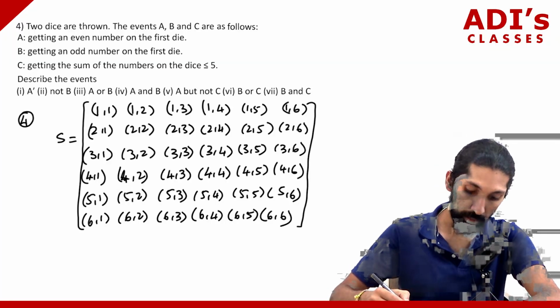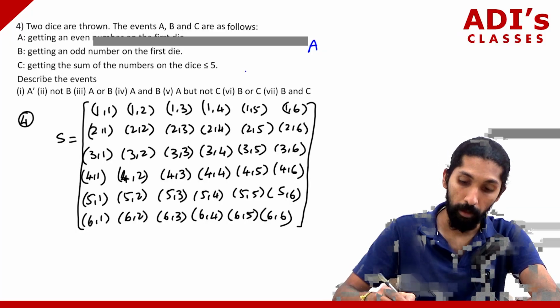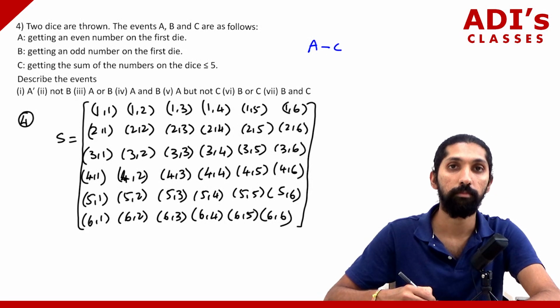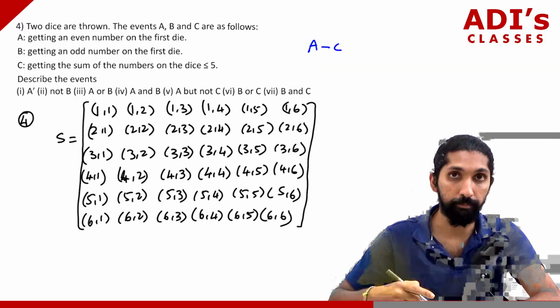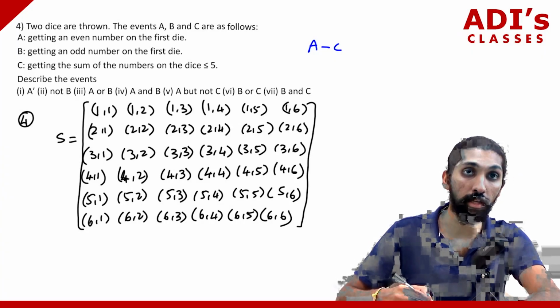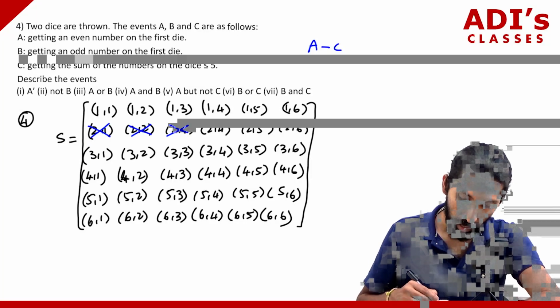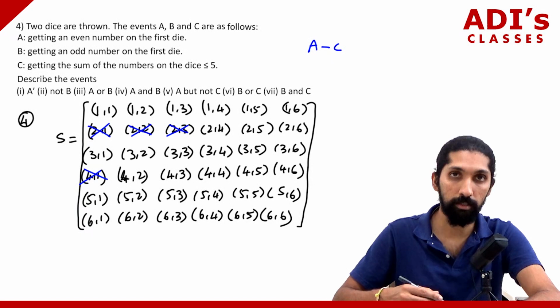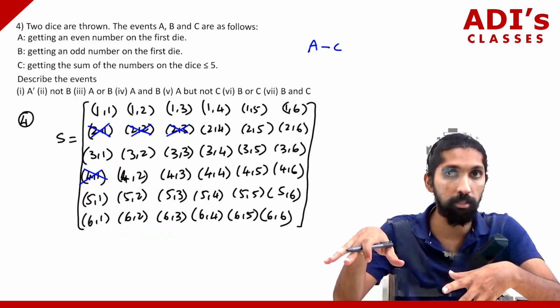See the next one, A but not C. A but not C in the sense nothing but things which are in A but not in C. Correct? Things which are in A but not in C. So what do we have? A is what? Even number on the first die. So I cannot choose this, this, this. And I cannot choose this. Isn't it? Because things which are in A but not in C.